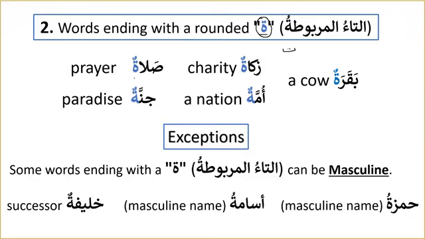Mu'annath, or feminine. For example, salatun, prayer. So it's feminine. Why? Because it ends with ta marbuta. Zakatun, charity. Again, it's feminine because it ends with ta marbuta. Jannatun ends with ta marbuta. Ummatun, a nation, also ends with ta marbuta. And baqaratun, a cow, as in Surah Baqarah in the Quran, also has ta marbuta, and that's why it is feminine.